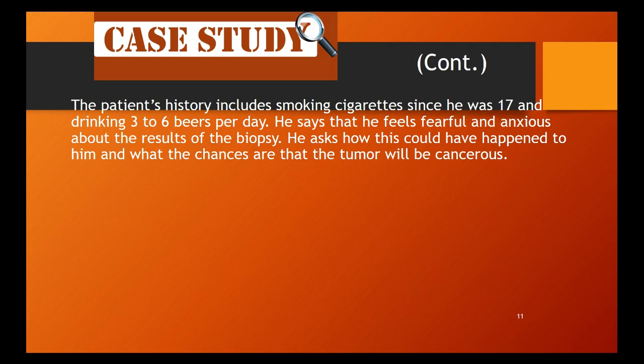So again, it's the same scenario from the previous question. He came in with these presenting signs and symptoms. CT showed some sort of mass, and it was sent off for a biopsy to see if it's malignant. He's scared about it being cancerous. So the question is asking us, he asks how this could have happened to him and what the chances are that the tumor will be cancerous. So here are our options. Give examples of an appropriate nursing response.